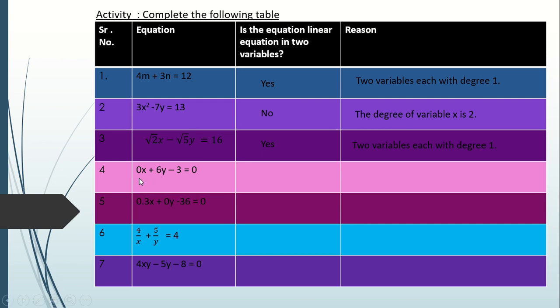Now in this case, if you see, there is a 0 into x, meaning the term with x is going to vanish. There is no term with x. So we are only left with 6y minus 3 is equal to 0. Of course it is a linear equation, but it is not a linear equation in two variables because there will be only one variable left, y. It is a linear equation, but not in two variables. In one variable it is.